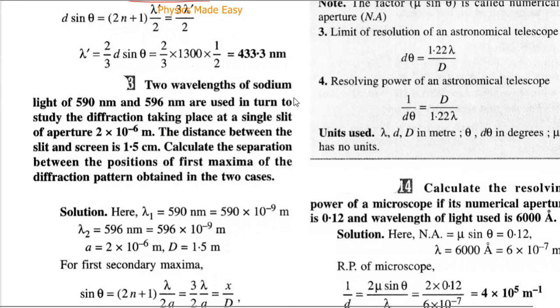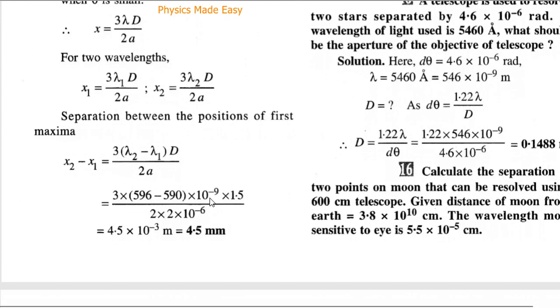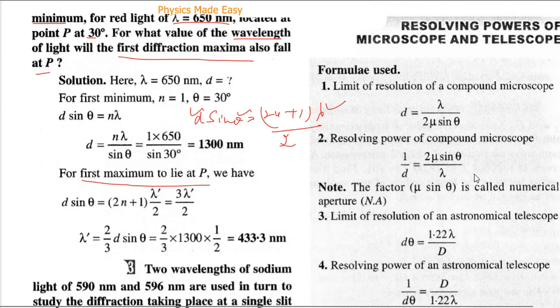Two wavelengths of sodium light are used in turn to study diffraction taking place at a single slit. The distance between the screen is 1.5 centimeter. Calculate the separation between the positions of the first maxima. We have done this already, a similar problem of this nature. So this is the shortcut for this problem. I have also devised another shortcut. You can see my previous lecture. Now this is the resolving power of microscope and telescope. We will discuss this in my next lecture.